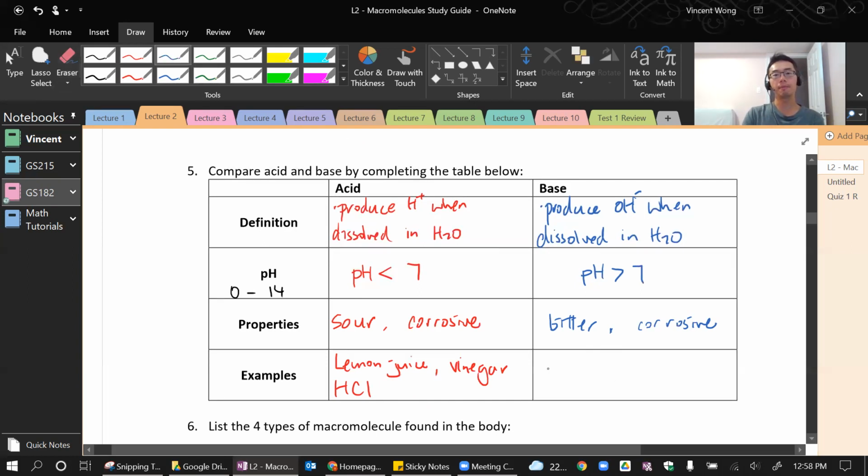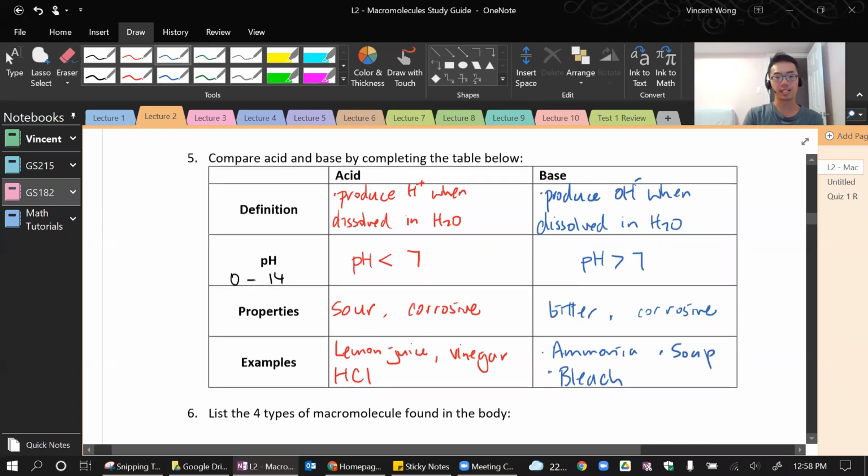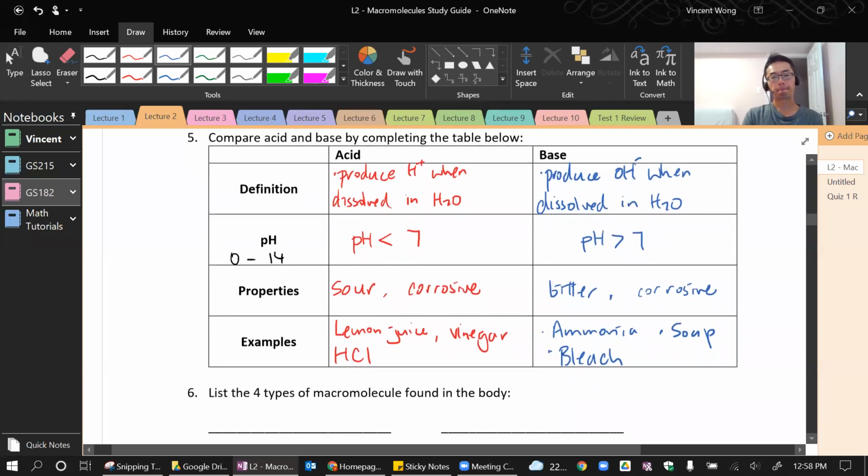Base. Base would be ammonia, which is found in a lot of cleaning products. Bleach, soap. Okay? All these are base. That's it for the chemistry.